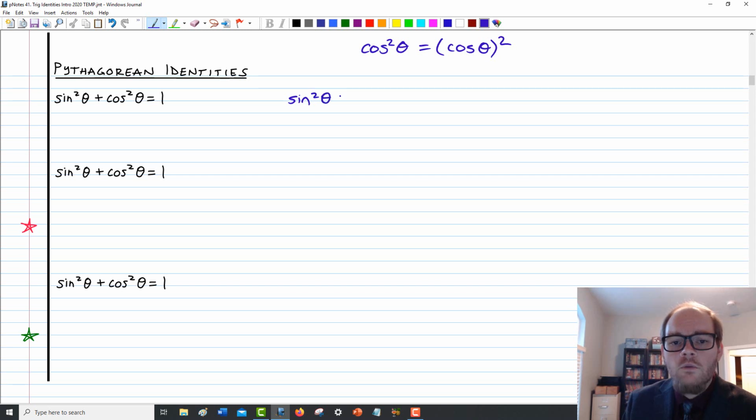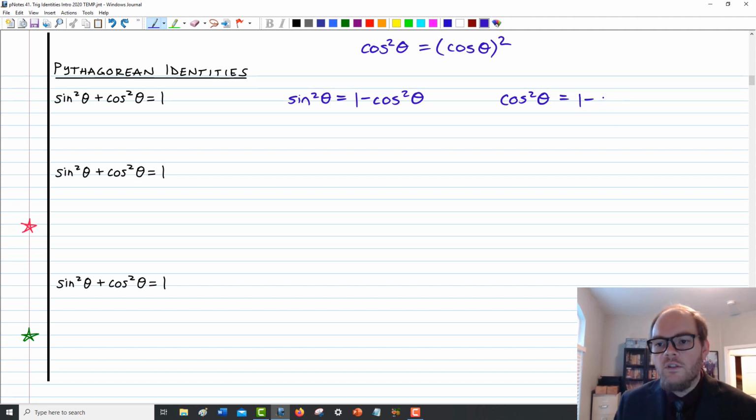One of those packages would be to isolate the sine squared and say that sine squared is equal to 1 minus cosine squared. The other one is completely analogous or parallel. It's isolating cosine squared and letting cosine squared be equal to 1 minus sine squared of theta. So these are all the same one. These are kind of the principal Pythagorean identity.